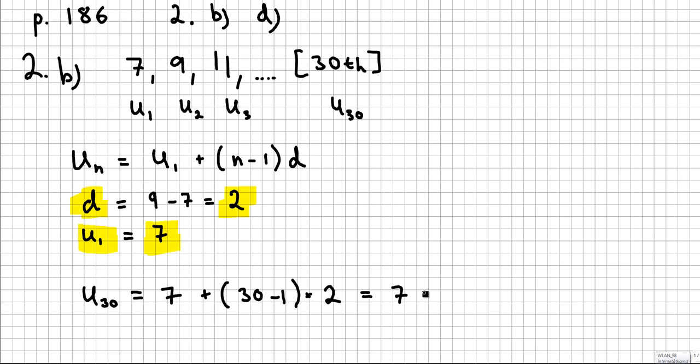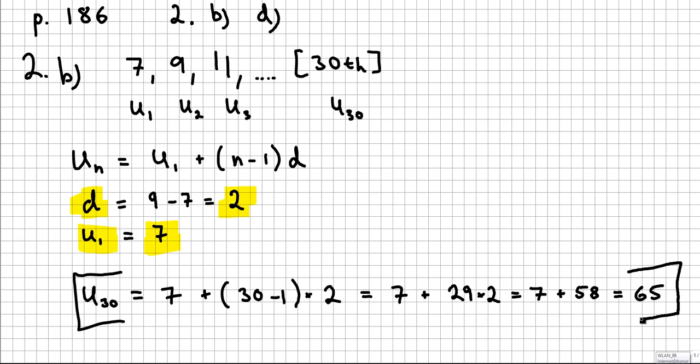7 plus, let's evaluate this bracket, 30 minus 1 is 29, times 2 is equal to 7 plus 29 times 2, which is 58. 7 plus 58 is equal to 65. So the answer is the 30th term in this arithmetic sequence is 65.